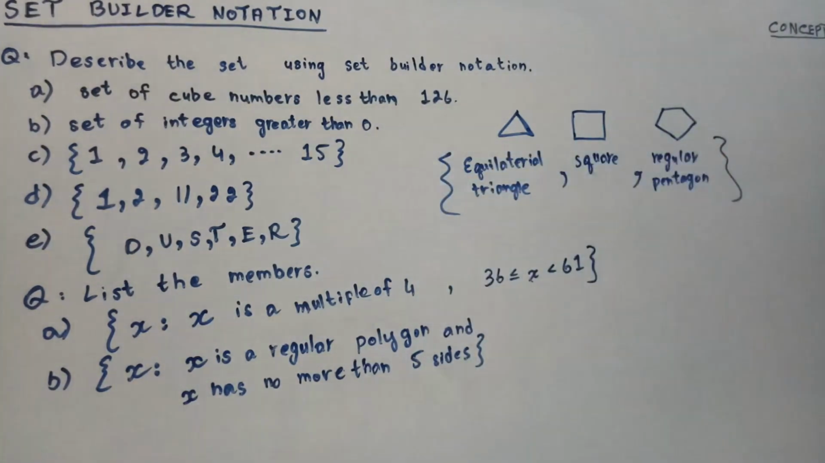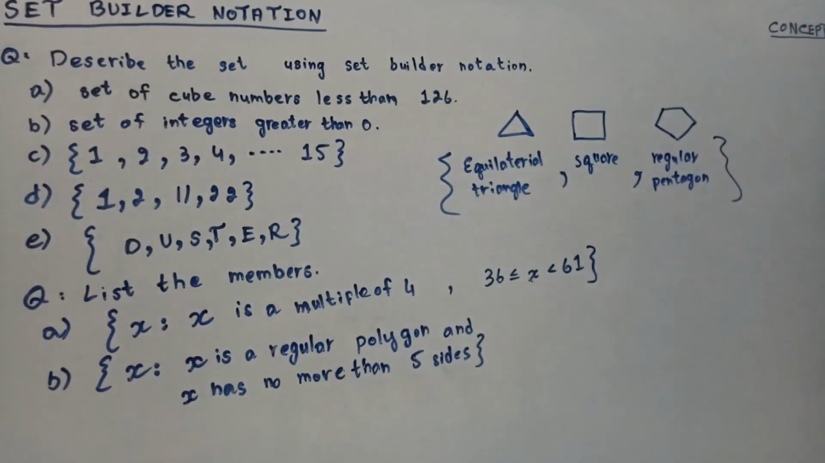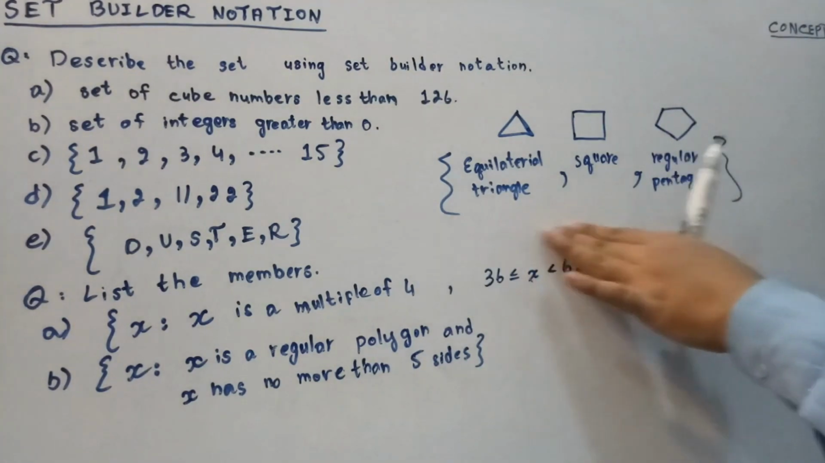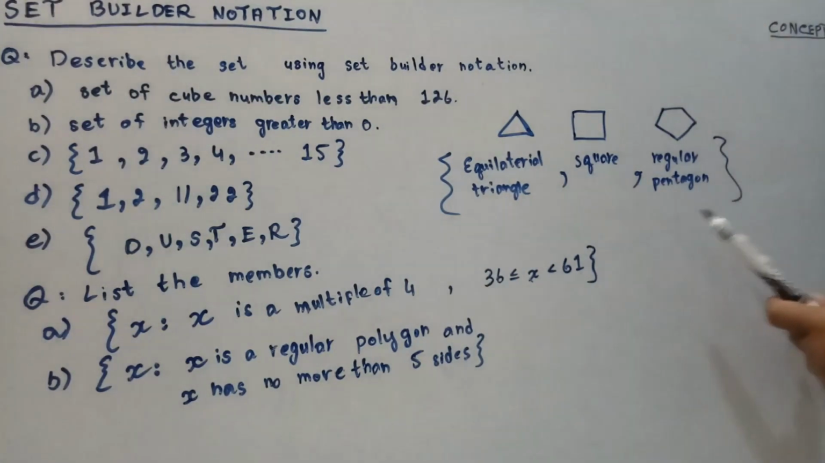Okay, and they're separated by commas. So here we have written in tabular form. Actually, it is called the tabular form. Here I've written the set in the tabular form such that the element is a regular polygon, which means all the sides are the same, and the elements should have no more than 5 sides. So this is the result. This is the tabular form of this set builder notation. Clear? Now let's see some more questions related to this topic.